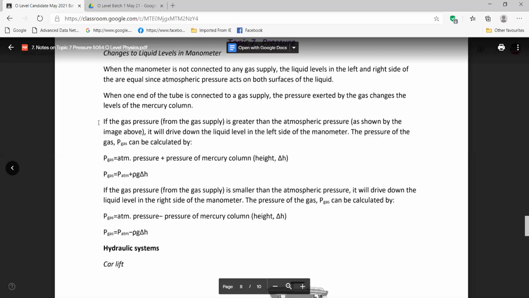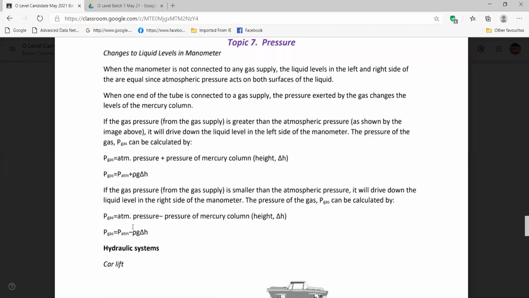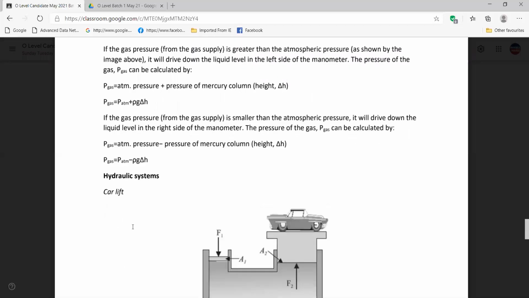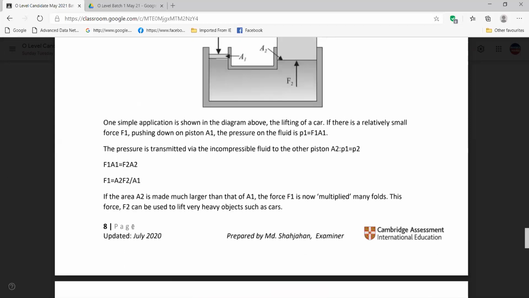Clear, right? And the short form is also here. You do this way. Then nothing else, all are done.